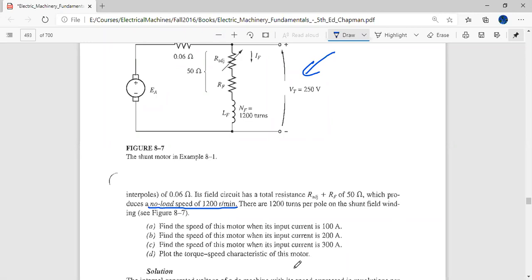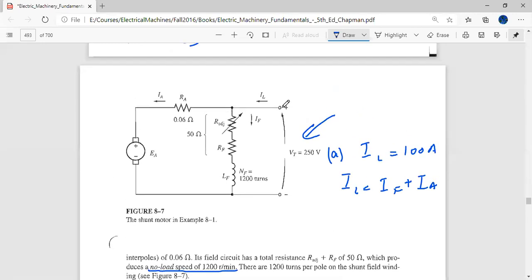Okay, it says now find the speed of this motor when its input current is 100 amperes. So we are doing part number A. Part number A, it says the input current, that means IL, is equal to 100 amperes, and I know IL is equal to the sum of the field current and the armature current because of Kirchhoff's current law, because IL is dividing into IF and IA.